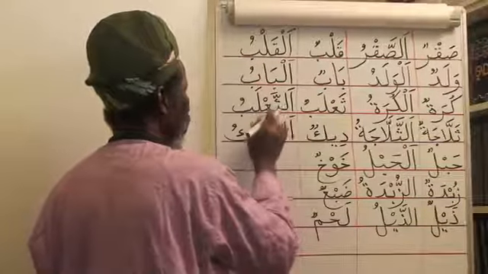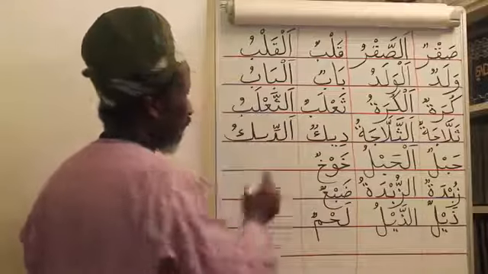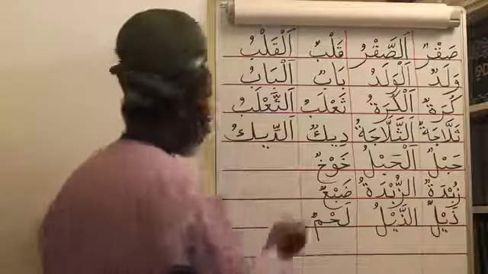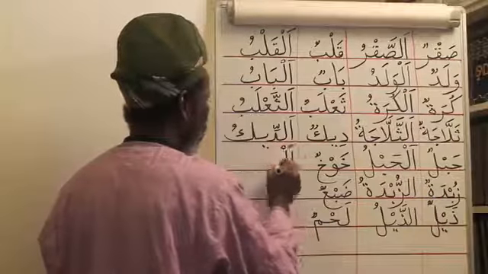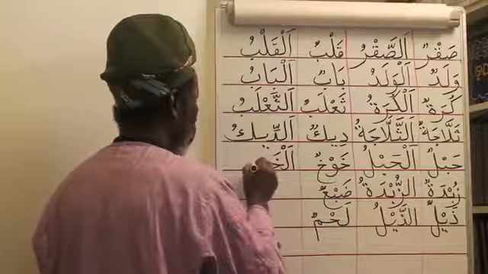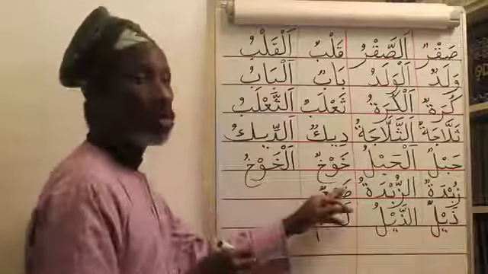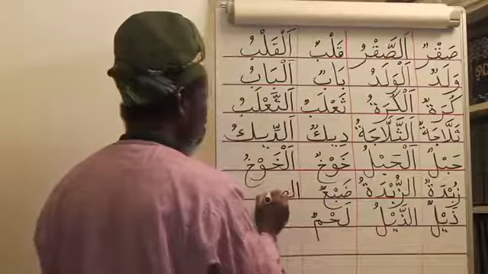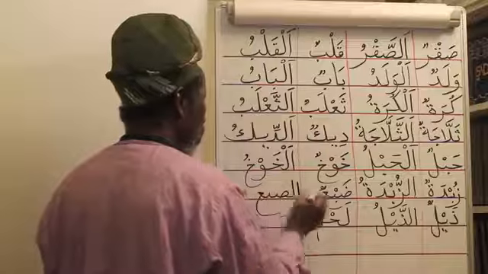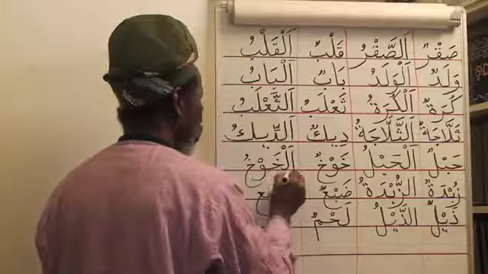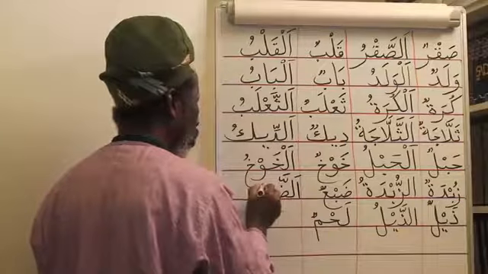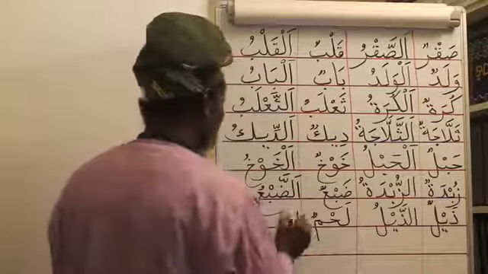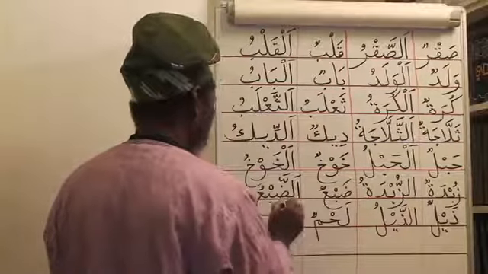Ad-deeku. Note how I put the kasra under the shadda. Khawkhun. Al-khawkhu. ضبع. الضبع. لحم. اللحم. So the first lam is silent.